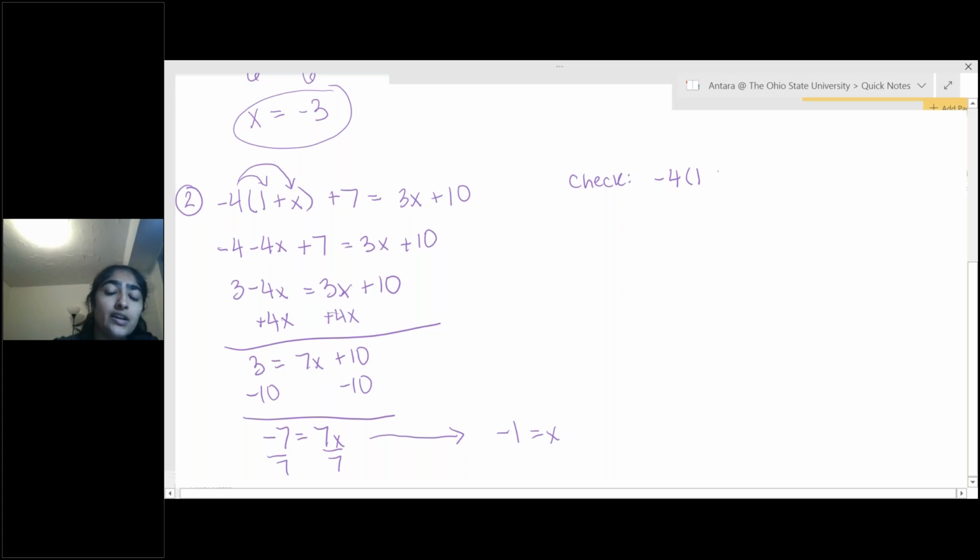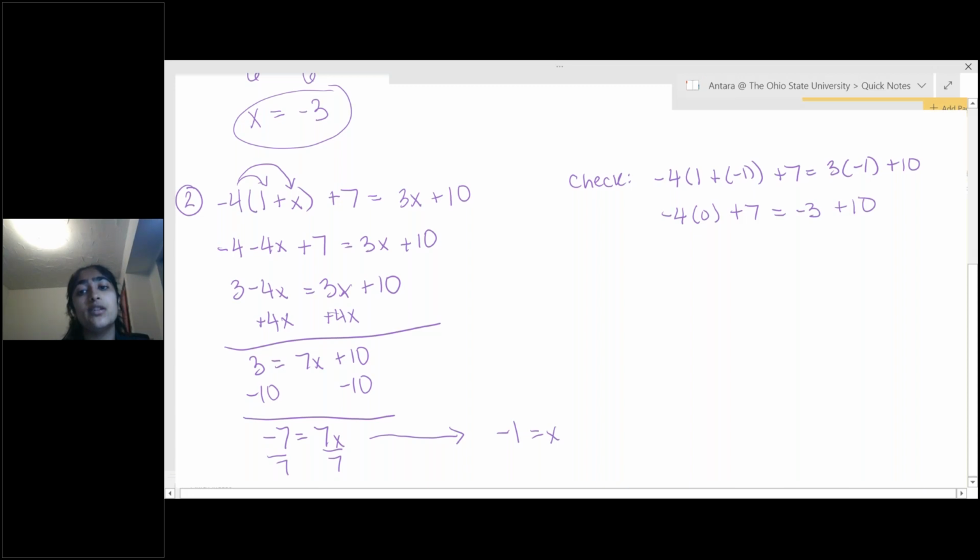So negative 4 times the quantity of 1 plus negative 1, plus 7, equals 3 times negative 1 plus 10. Let's try to get a number. 1 plus negative 1 is basically 1 minus 1, so we know that's 0. And that's plus 7 equals 3 times negative 1, which is negative 3, plus 10.